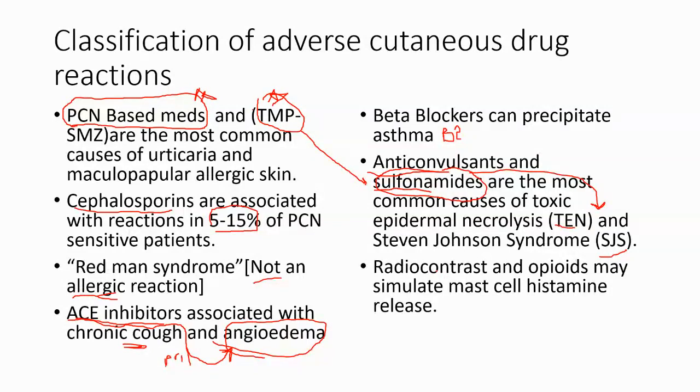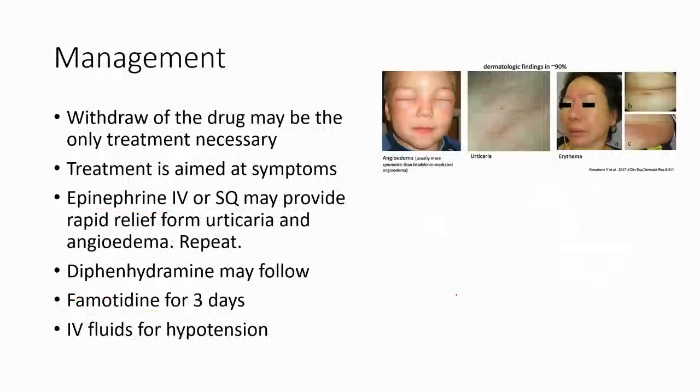Radio contrast like IV dye and opioids may stimulate mast cell histamine release, because we know that people are allergic to dyes and people are allergic to narcotics and opiates. And that is because these two medications can stimulate mast cell histamine release and they have an allergic reaction.